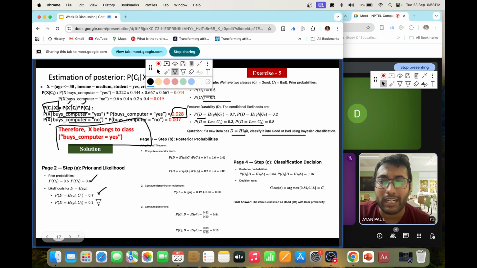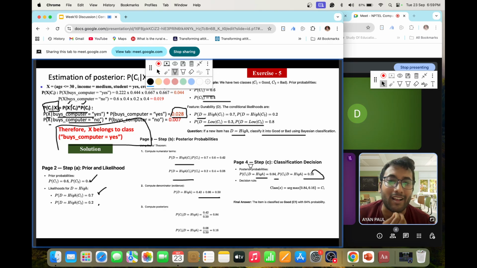So as we require this P(D=high|C1), what we will do, we will just multiply this P(D=high|C1) and P(D=high|C2) with the priors, and then we will just add up, and once we get this, we can compute the posterior probability. Okay, that is P(C1|D) and P(C2|D). So that we can calculate, and our P(C1|D) is coming 0.84, P(C2|D) is coming 0.16. So clearly our answer is greater for this P(C1|D).